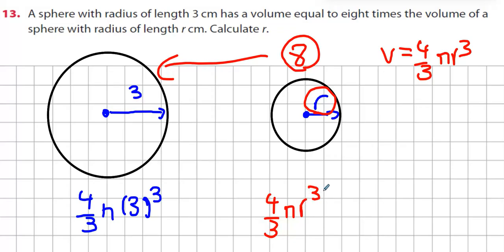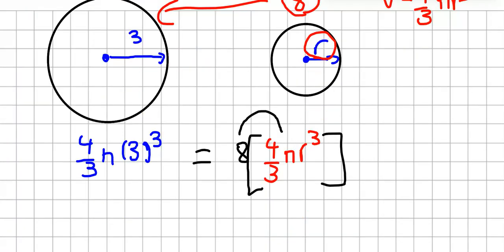R cubed. Am I right or wrong to equal these? Is that right or wrong? I think it's wrong. Why is it wrong? Because they're not the same size. Not the same size. So what happens if I put an 8 here? Will that work? What am I doing? I'm multiplying the volume of the smaller sphere by 8. Now it equals. Now everybody put this into the calculator.